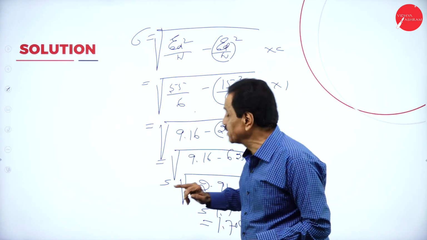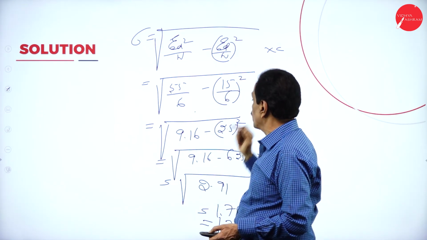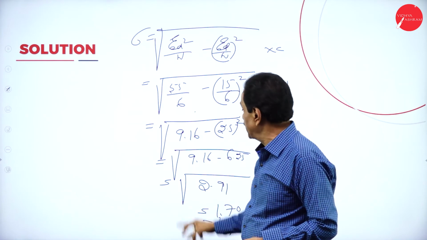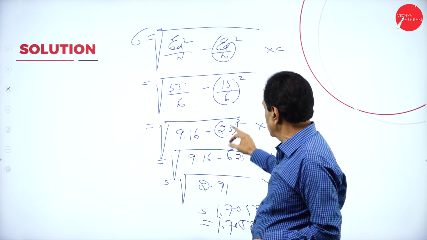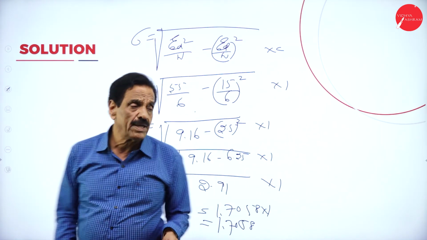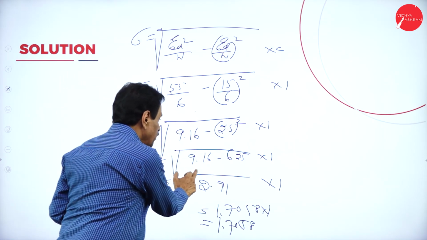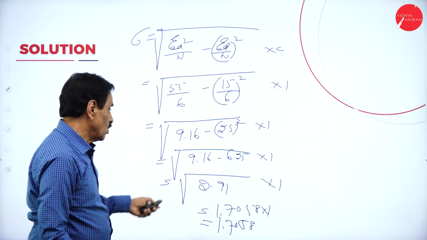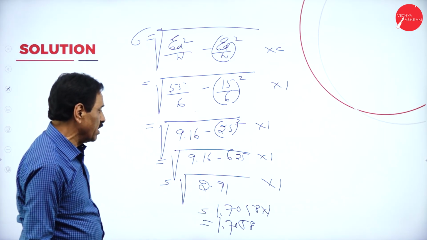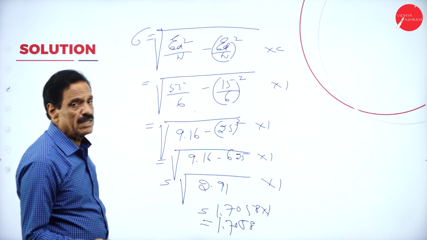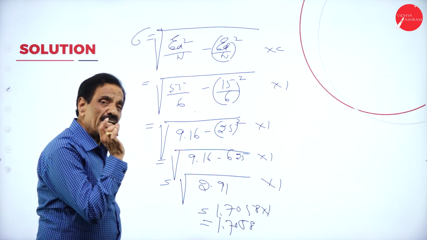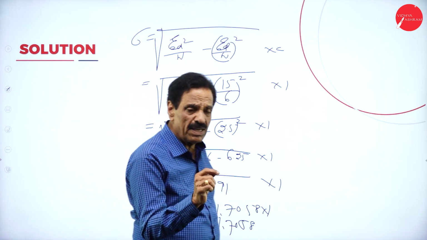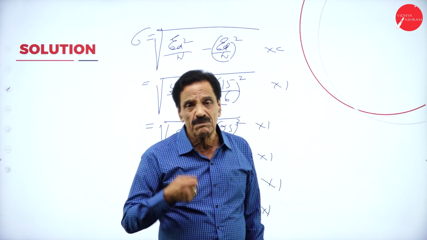55 divided by 6 minus 15 divided by 6 whole square into 1. 55 by 6 is nothing but 9.16. It is 2.5 whole square. Then 9.16 minus 6.25 is 2.91. Root of 2.91 multiplied by 1 is 1.7058. Simplify. You take the lowest number as a base, so all will come as practically positive numbers.